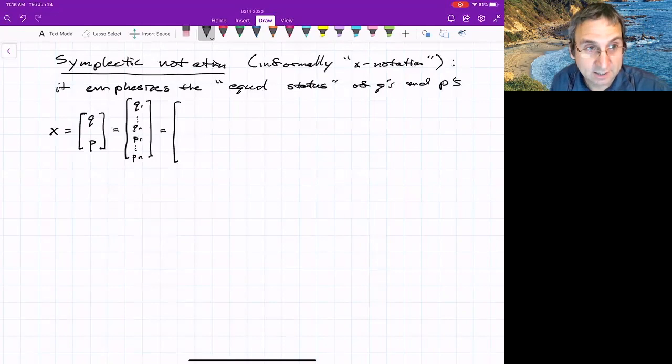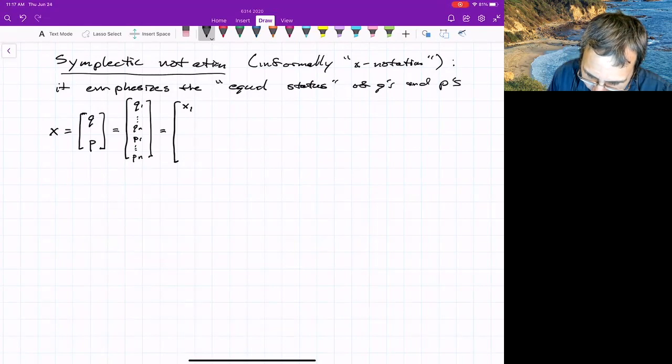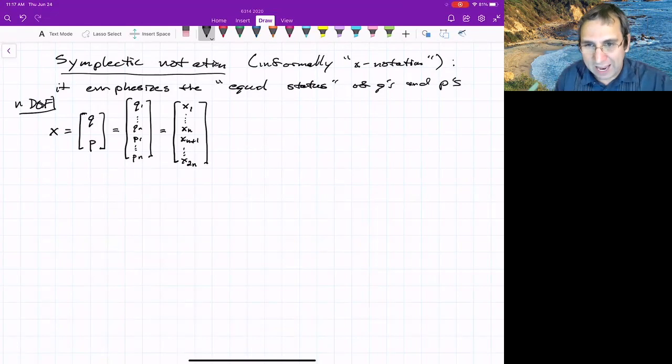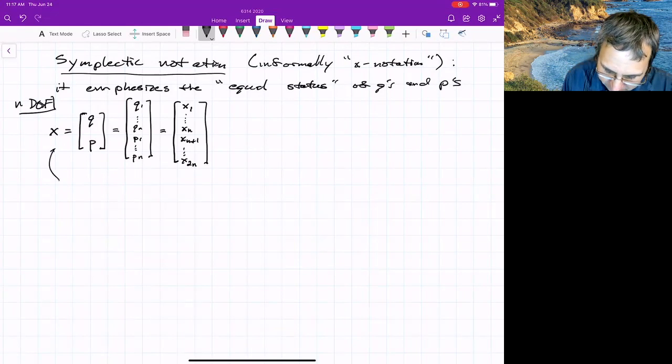And so I said these are components of an X vector that's 2n dimensional. So we could also say this goes from Q1 to Qn, Qn plus 1 all the way down to Q2n. Right? We're thinking of an n degree of freedom system. If it's n degrees of freedom, that means it's 2n phase space variables. So this X is a 2n dimensional vector.